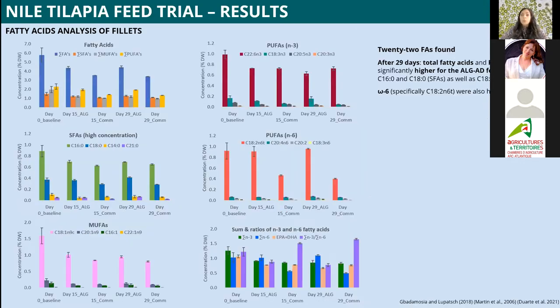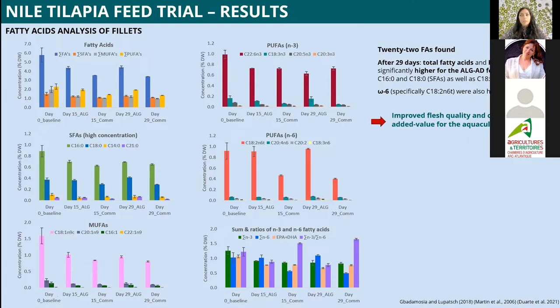Then we also looked at the fatty acid composition of the fish fillets. And overall, we had really good results because after 29 days of experiment, we had higher levels of total fatty acids, PUFAs, and also SFAs and MUFAs. So that was really good overall. We also had higher levels of omega-6 generally. So here we could see that there was a clear improvement of the flesh quality directly linked to the ALG-AD feed, the diet.